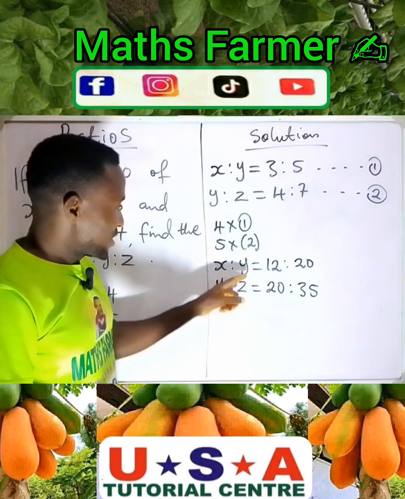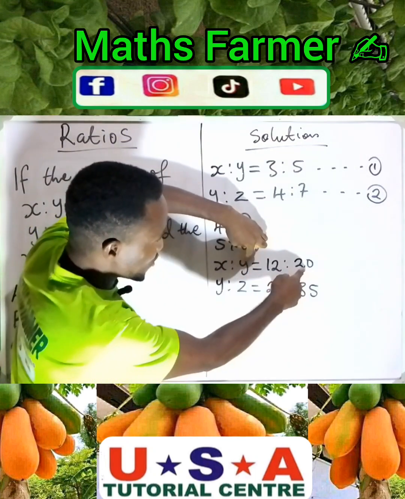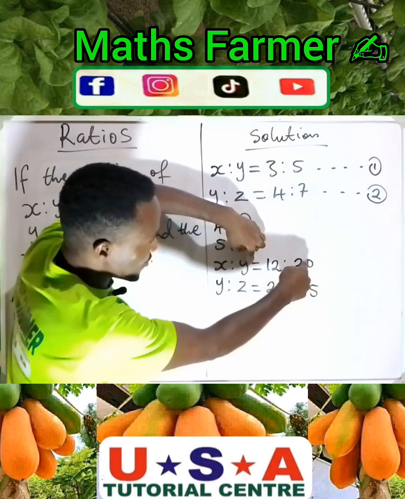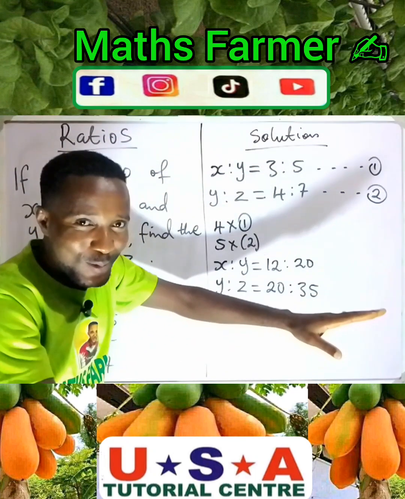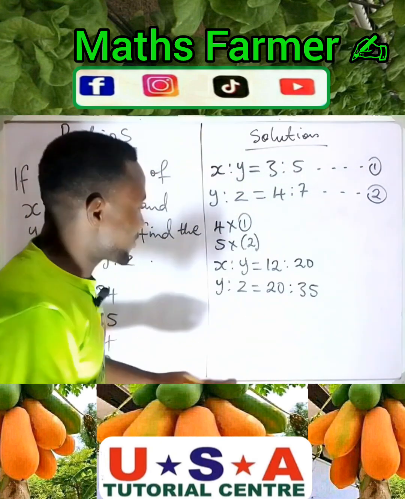Watch the equations now. What do you observe? What's the value of y here? The value of y here is 20. And the value of y here is also 20. Watch both of them. So it's the same now. Once they are the same, we can now talk about the ratio.